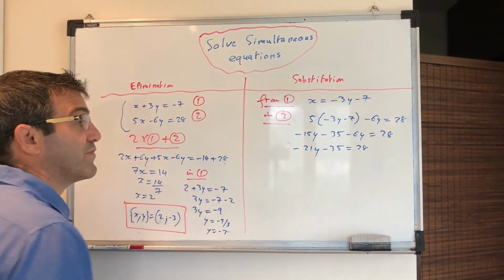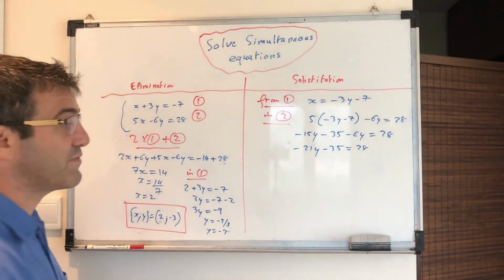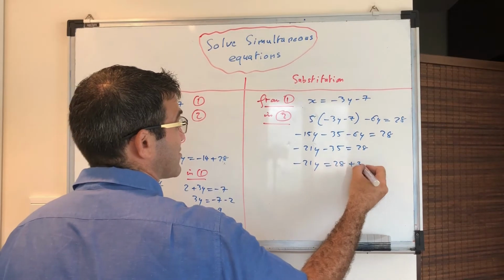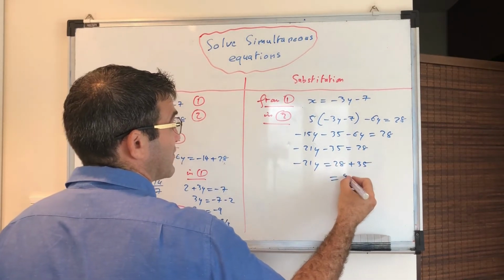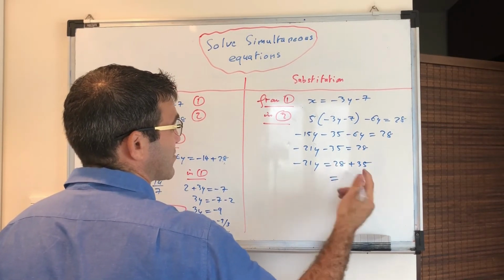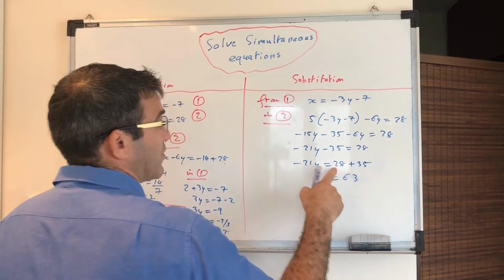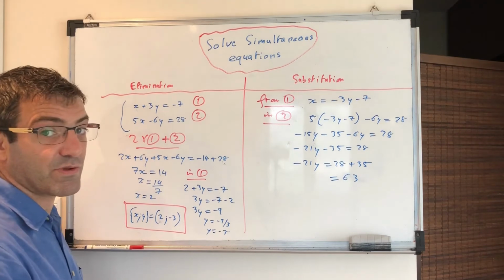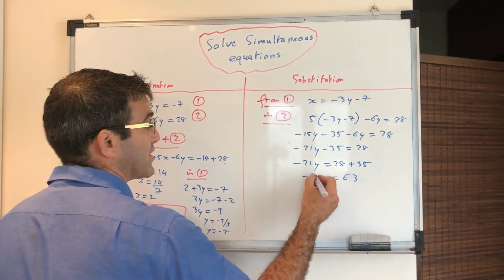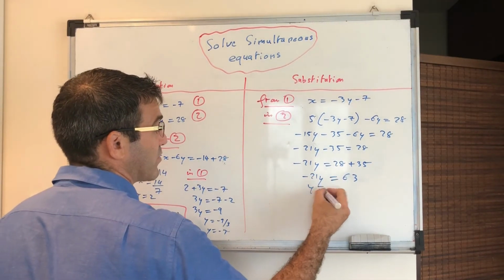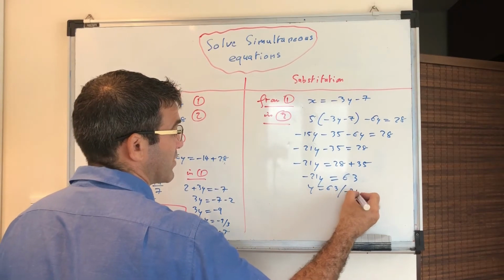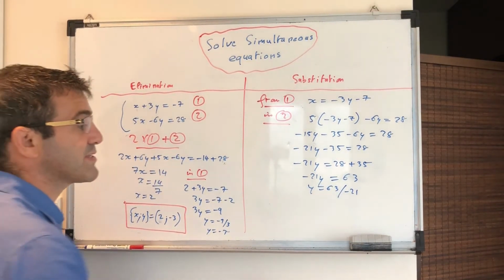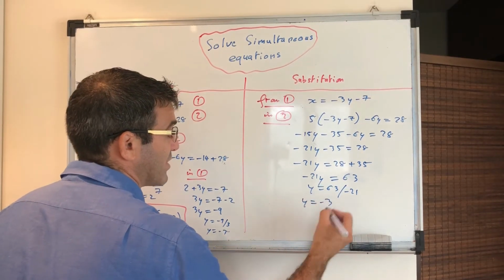If I move the 35 to the other side, it becomes plus 35. So minus 21y equals 28 plus 35, which is 63. So if I want to do this fast, I can do 28 plus 5 is 33, 33 plus 30 is 63, so minus 21y is 63, y equals 63 over minus 21. Now luckily enough, 21 times 3 is 63, so y equals negative 3.